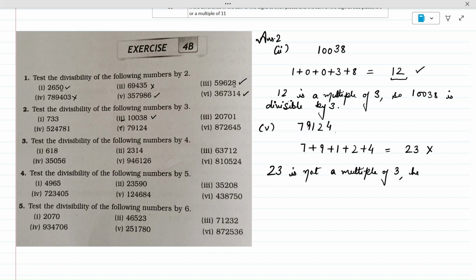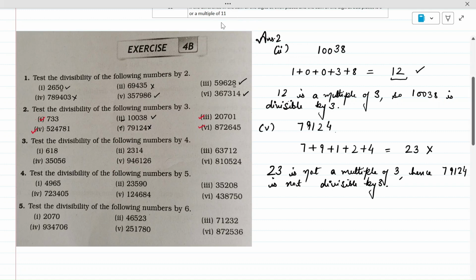Hence, the given number, which is 719124, is not divisible by 3. Okay, so this is not divisible. So kids, the rest of the questions I am marking in red, which is homework for you. You have to do question number 4th, 3rd, 6th and 1st. Okay, you have to pick these questions yourself.